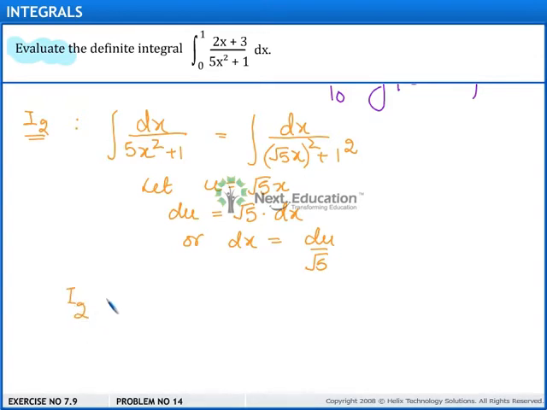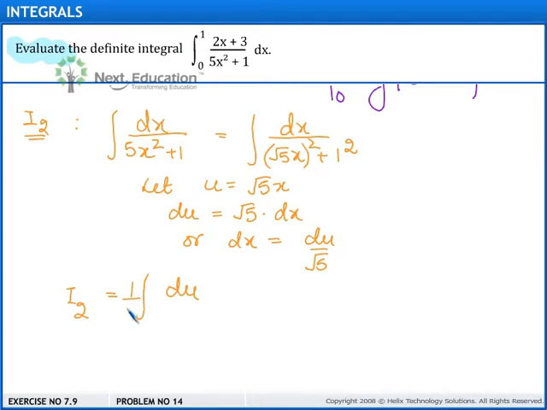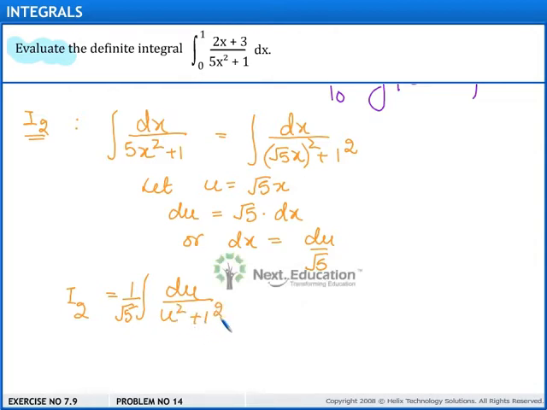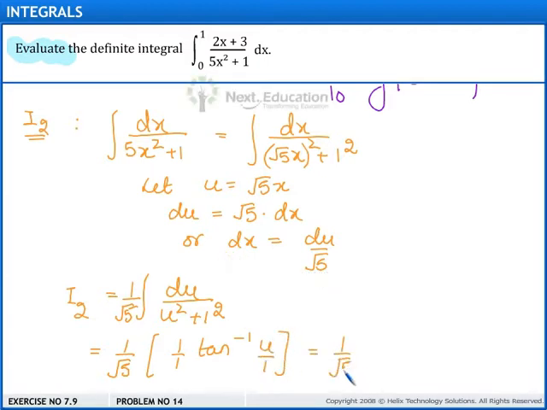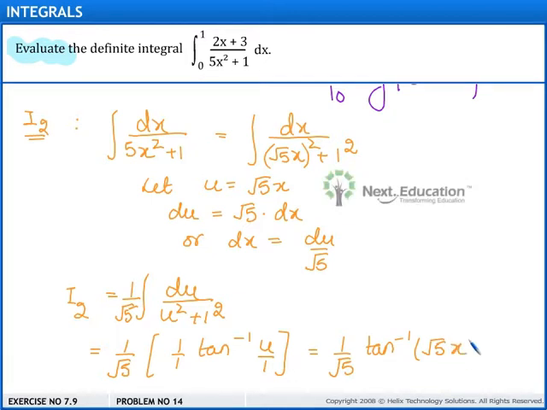Therefore, integral I2 can be written as du upon root over 5, taking 1 upon root over 5 outside the integral, we have du upon u square plus 1 square. So this is equal to 1 upon root over 5 into 1 upon 1 tan inverse of u upon 1, that is 1 upon root over 5 tan inverse of root 5x.